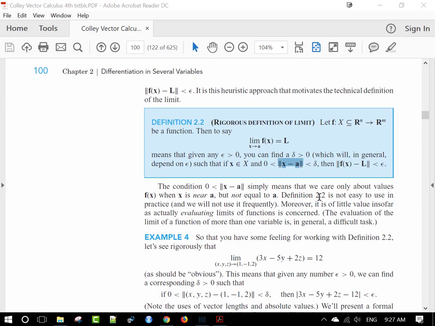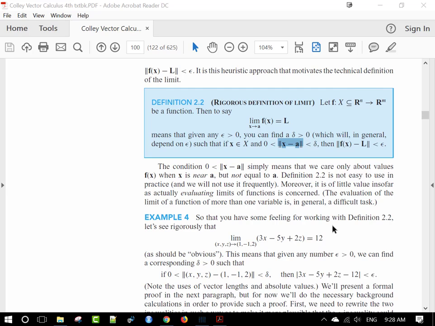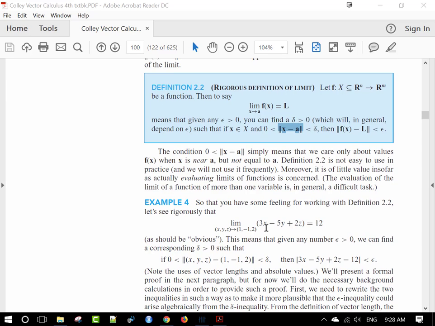Okay, definition 2.2 is not easy to use in practice, and we won't use it frequently. Moreover, it is of little value insofar as actually evaluating limits of functions is concerned. The evaluation of the limit of a function of more than one variable is in general a difficult task. But they actually do it here.